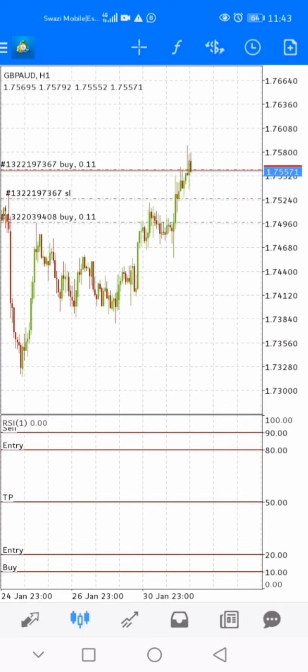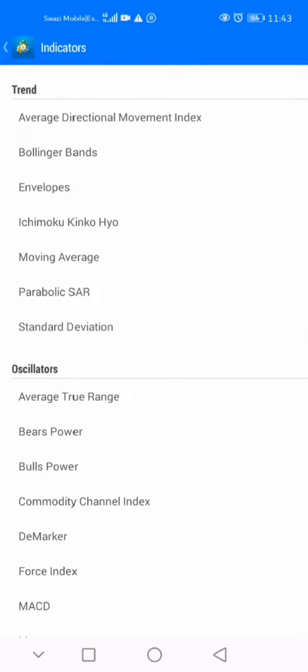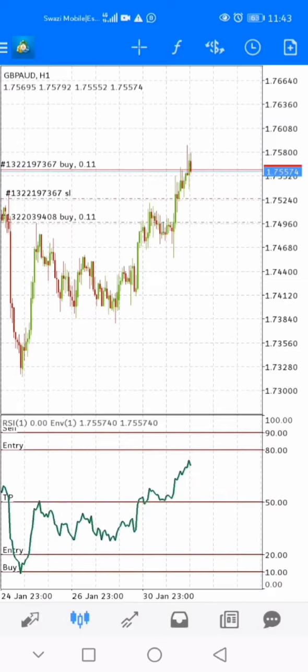And now we add our last indicator. You come to this F again and you click on indicator window 1. You add envelopes. You make it period 1, shift 0, deviation 0, method it's smooth. Apply to close, upper band, lower band. You can copy those things as they are, and after setting all this you click done. Okay, now we have our indicator.